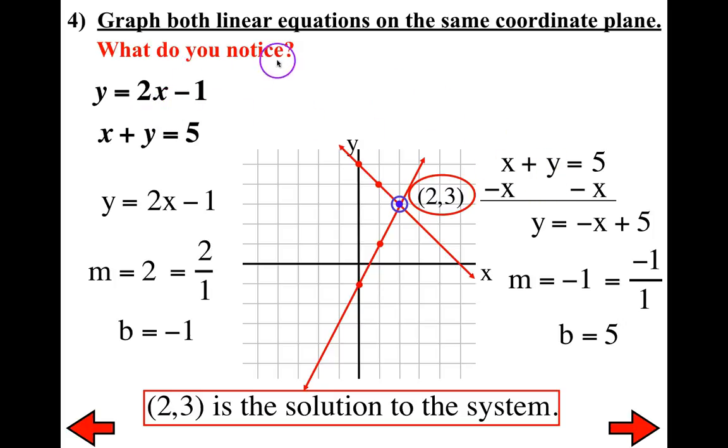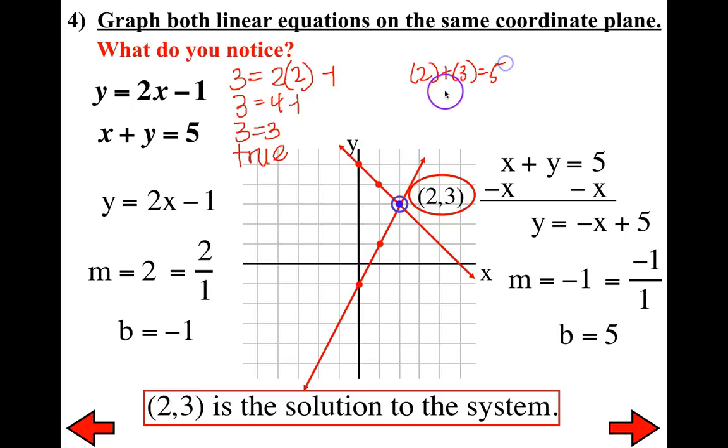So I'm going to show you here. Y is 3, so I'm going to put 3 equals 2 times x, which is 2, minus 1. So 3 equals 4 minus 1, 3 equals 3. This is true. Now let's take a look at the second one, because remember, it has to work for both. So x plus y, so it's just going to be 2 for x, 3 for y. It's supposed to equal 5. 2 plus 3 is 5. 5 does equal 5, so this is also true.